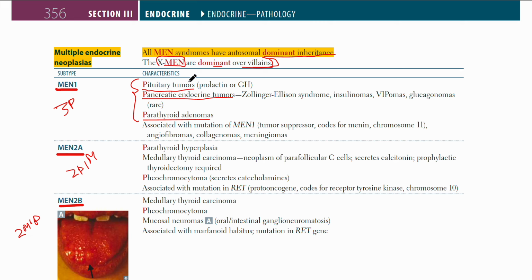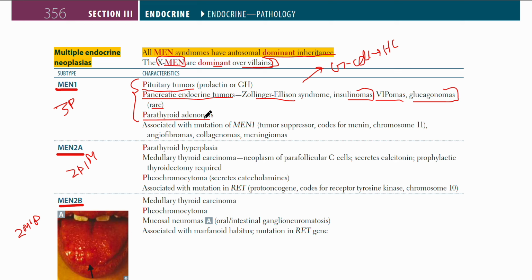Okay, the other lesion is pancreatic endocrine tumors, as in Zollinger-Ellison syndrome, that is also called gastrinoma, which is a G cell tumor, right? And the G cell actually secretes what? They secrete acid, HCl. That is why HCl secretion will be very high in Zollinger-Ellison syndrome, and we use PPI as the treatment. Insulinomas can also happen, that is a beta cell tumor, and BIPomas and glucagonomas are very rare.